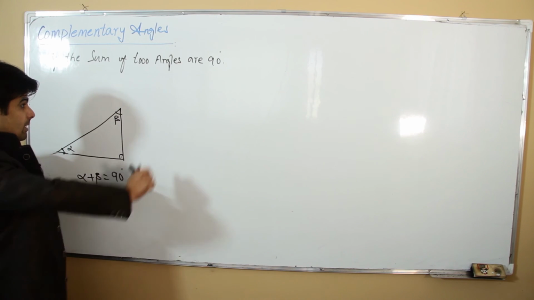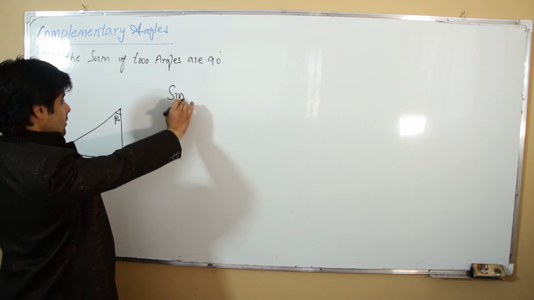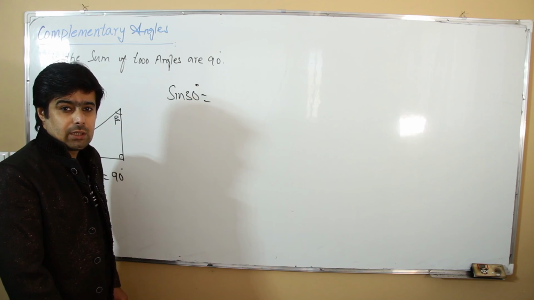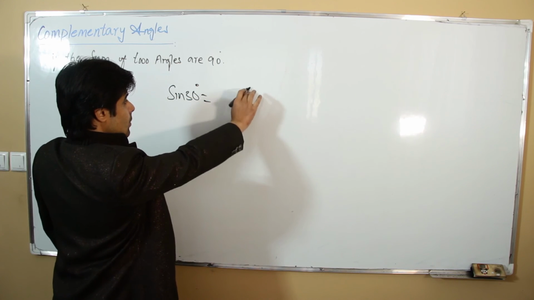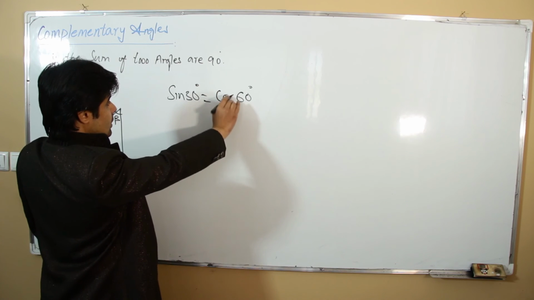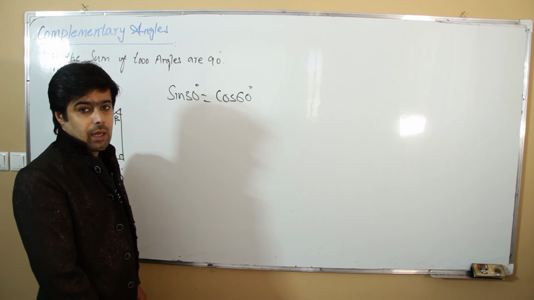What do I mean? For example, sine of 30 degrees. What is the complement of this 30? It is 60. Why? 30 and 60 make 90. So sine of 30 is equal to the cosine of 60. And we have proved it.